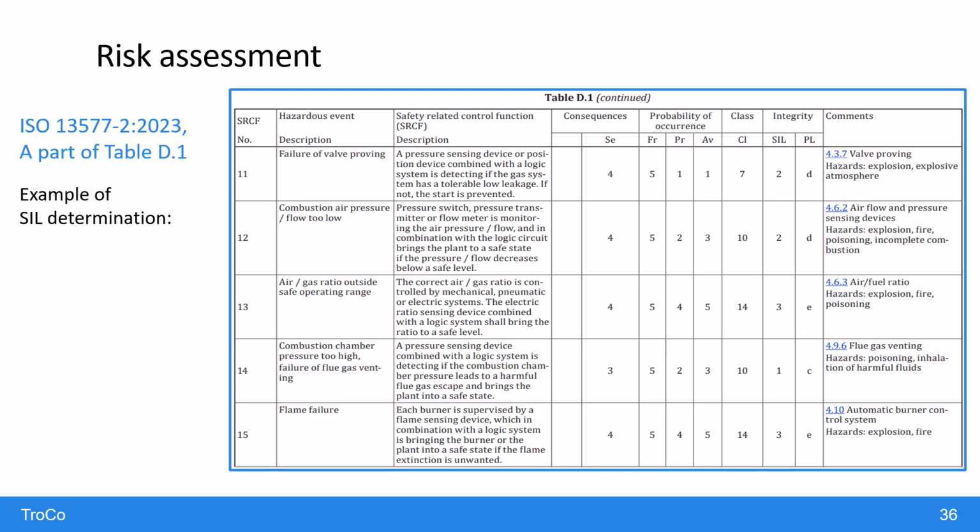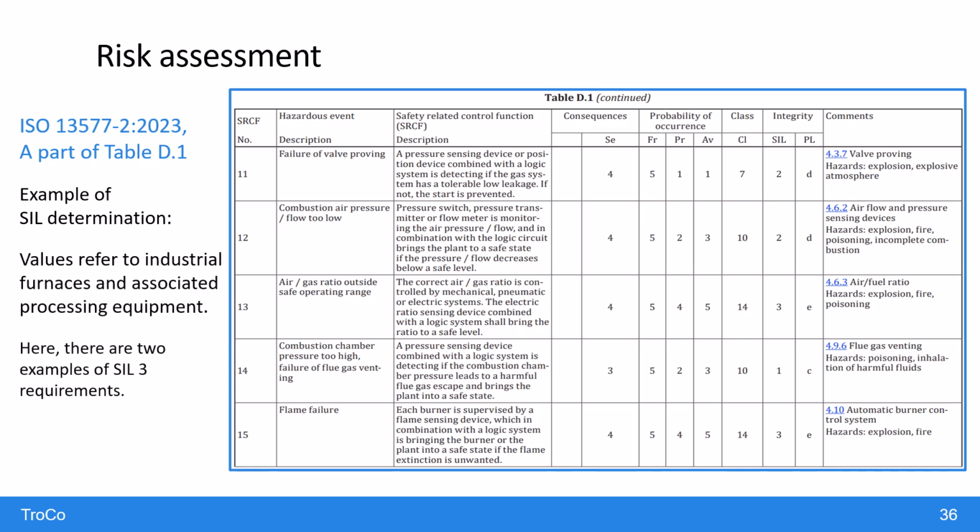ISO 13577 Part 2 focuses on combustion and fuel handling systems. The excerpt you see here comes from Table D1, which provides typical values for industrial furnaces and related processing equipment. Here, there are two examples of SIL 3 requirements. ISO 13577 Part 2 uses the term SRCF, meaning Safety-Related Control Function. As mentioned earlier, in this course, we use the term SIF for the same concept.